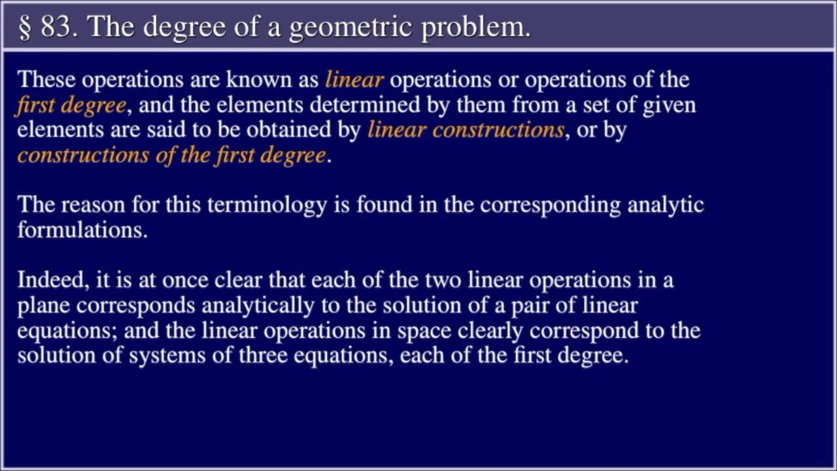These operations are known as linear operations or operations of the first degree, and the elements determined by them from a set of given elements are said to be obtained by linear constructions or by constructions of the first degree. The reason for this terminology is found in the corresponding analytic formulations. Indeed, it is at once clear that each of the two linear operations in a plane corresponds analytically to the solution of a pair of linear equations, and the linear operations in space clearly correspond to the solution of systems of three equations, each of the first degree.